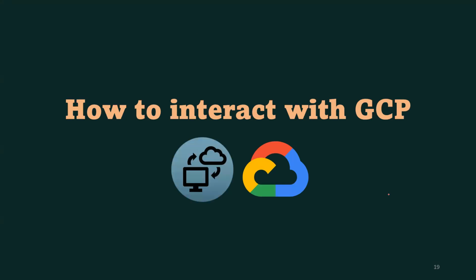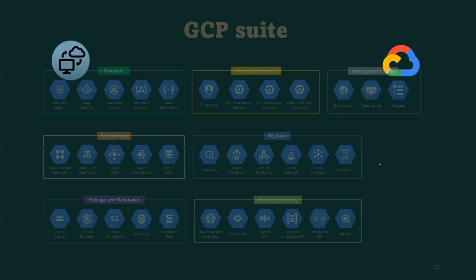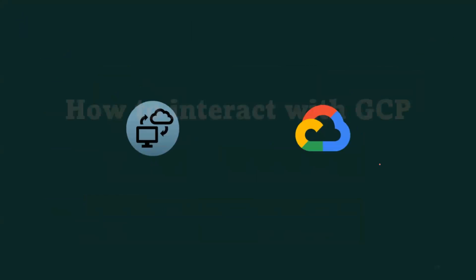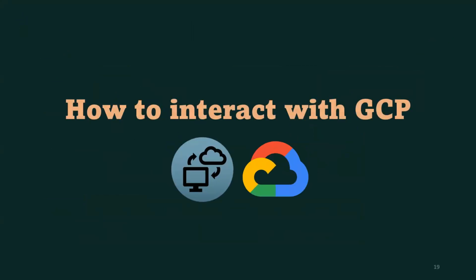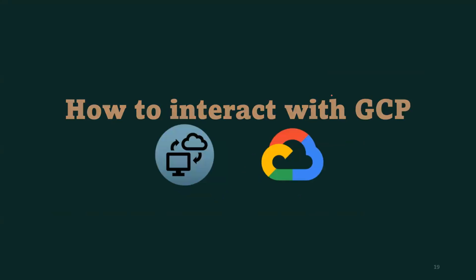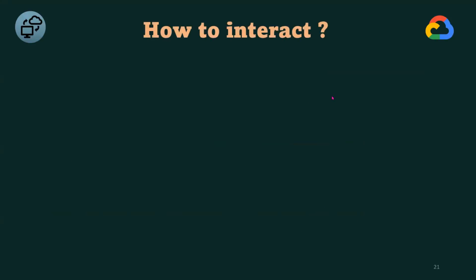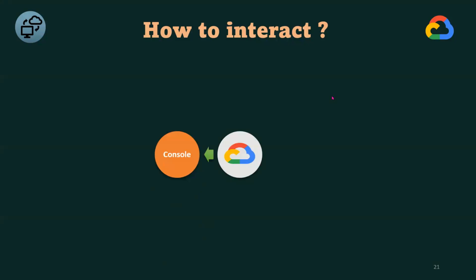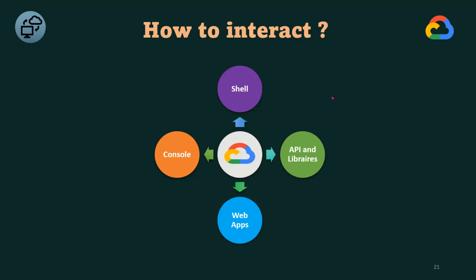And this is where we are going to enter into the Google Cloud Platform. I'm going to tell you how to interact with the Google Cloud services. Before that, if you have any questions, I think I'm going to stop here for the day. Tomorrow we are going to understand how to interact with the Google Cloud Platform: console, shell, API libraries, and web applications. So this is tomorrow's concept, and we are going to see it tomorrow.